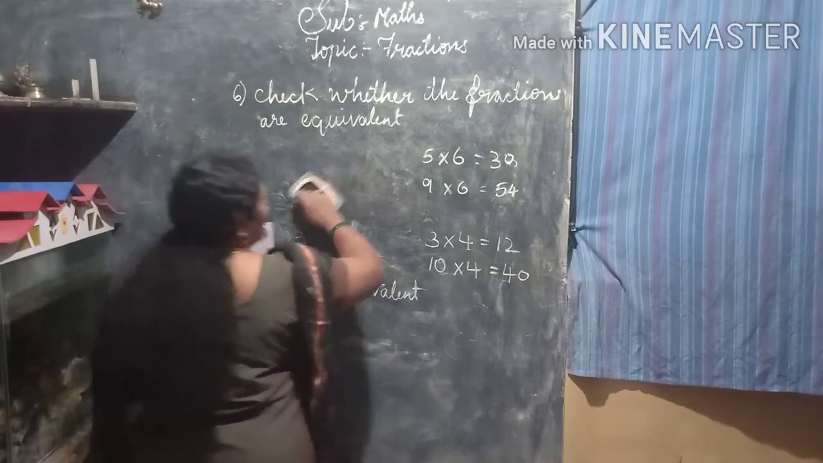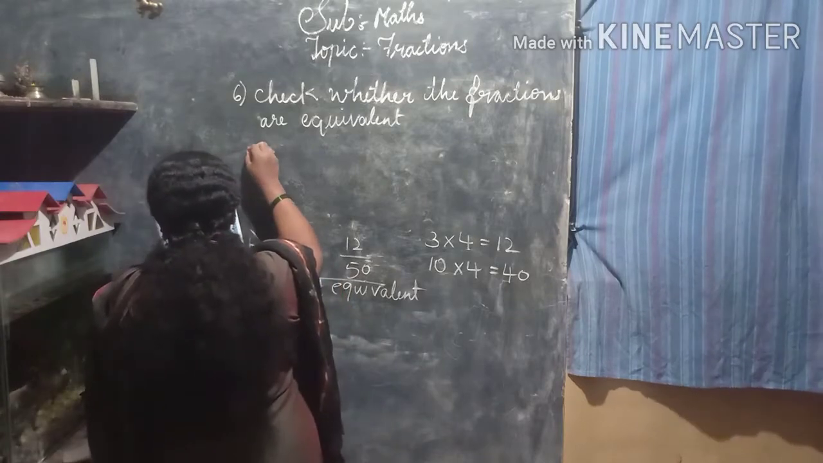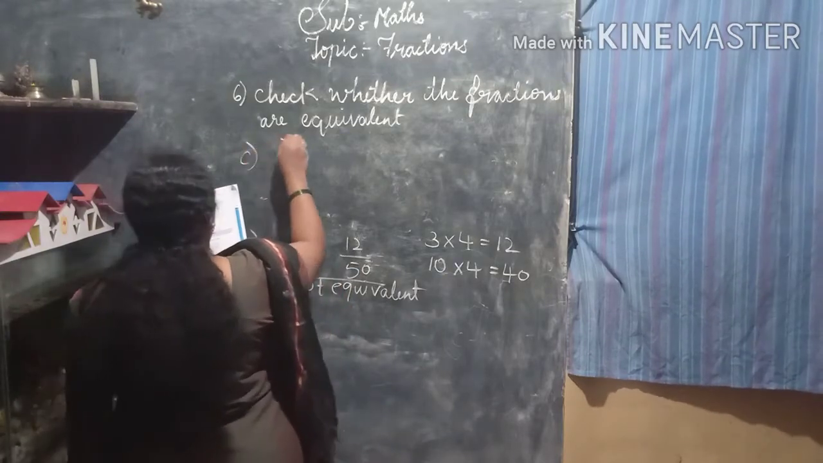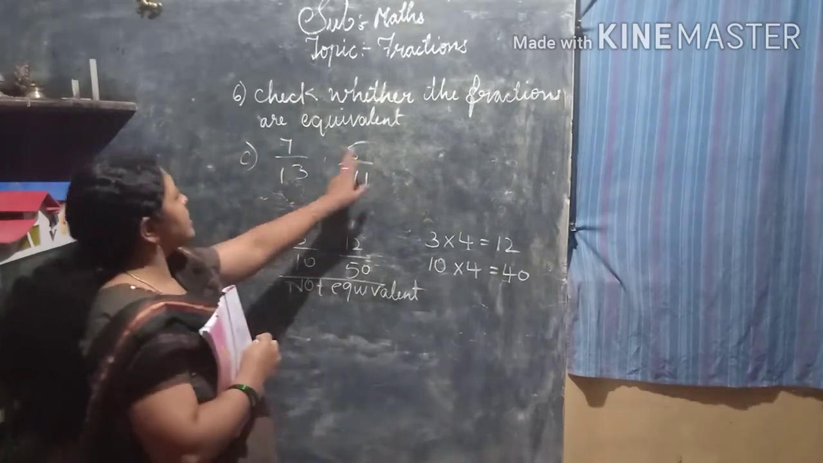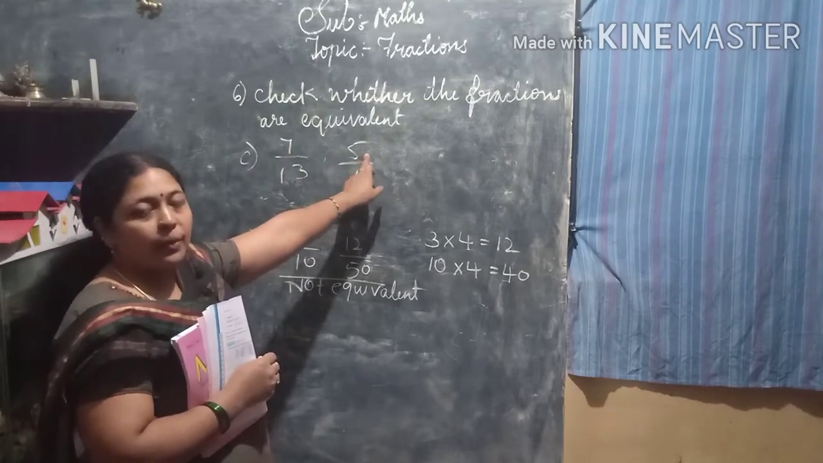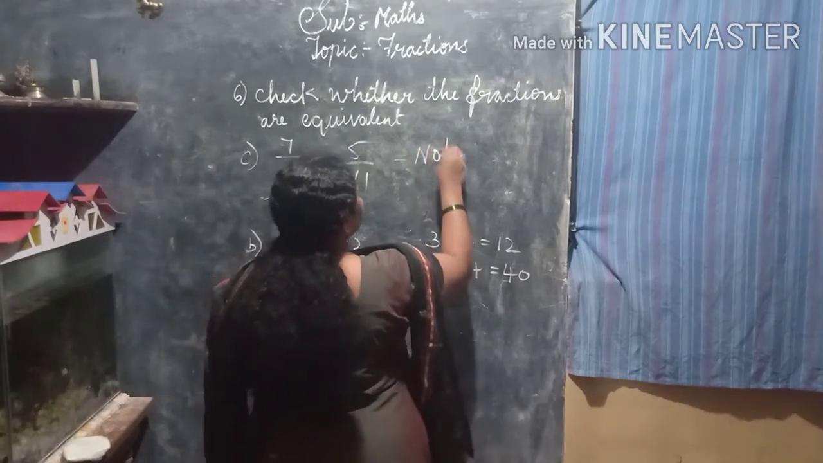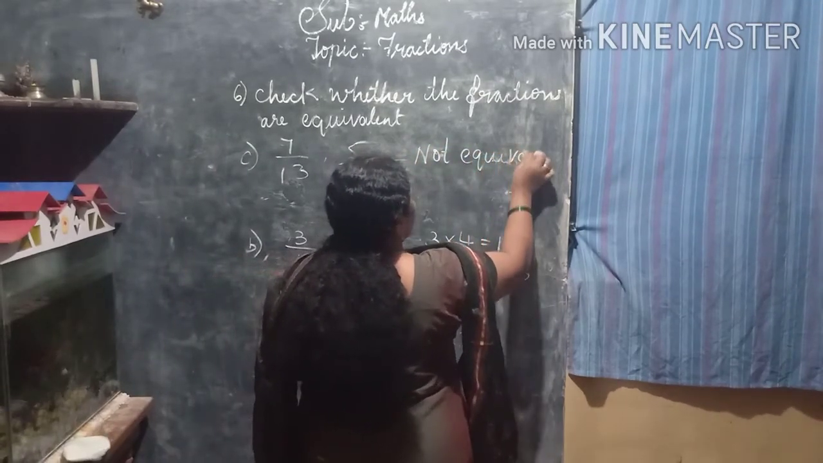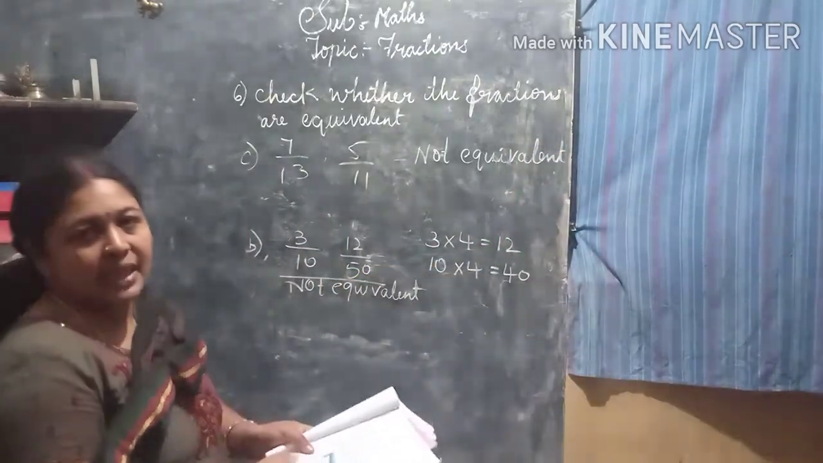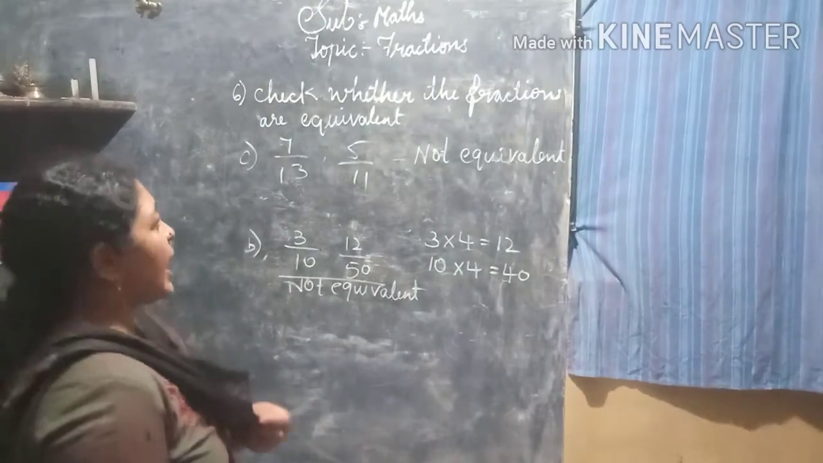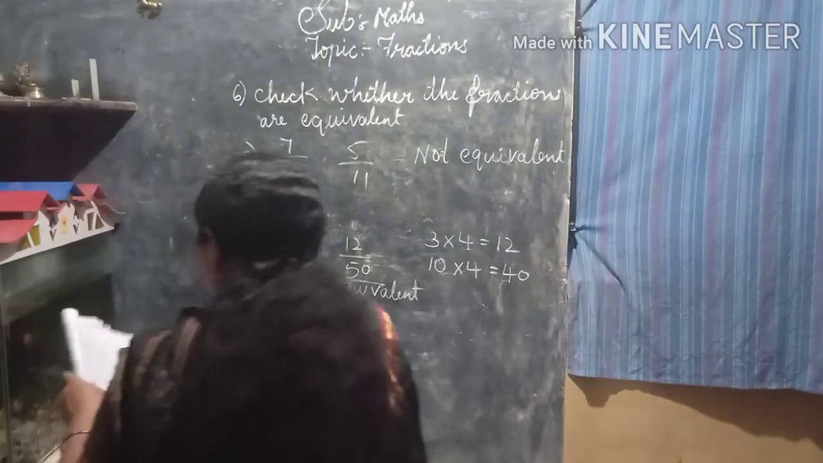So look at the third one if you could. If you see the third one, it is 7 by 30 and 5 by 11. Both are prime numbers. 7 is a prime number and 5 is a prime number. Therefore, both cannot be equivalent at all. So again, it is not equivalent. As we know, a prime number has only the factors 1 and the number itself, isn't it? So it is not equivalent.